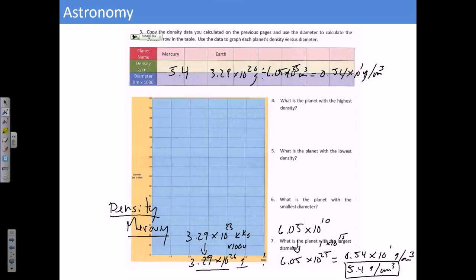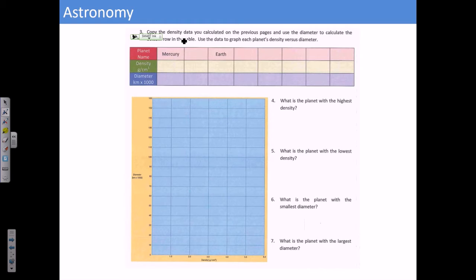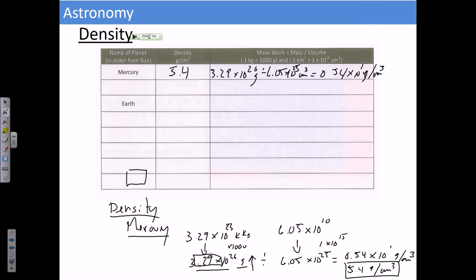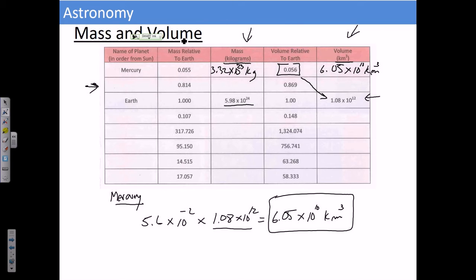Okay, so if I flip down to the chart, once you've gone ahead and calculated all those densities, we can then go back to where we've calculated the diameter of the planet, which is here on this y-axis, and the density of the planet, which is here on the x-axis. So I just calculated 5.4. So that's right about here on the bottom right-hand side of this chart. Okay, that's our density. What's the diameter of Mercury?